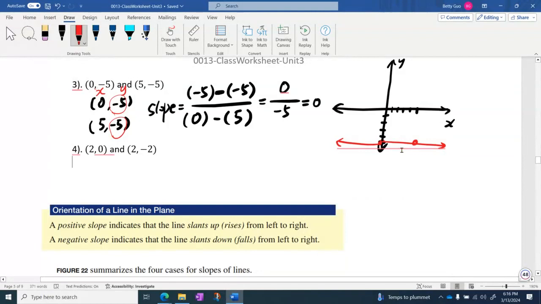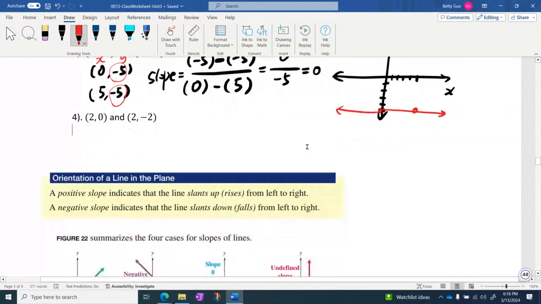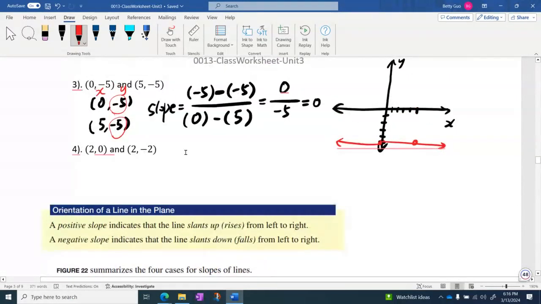So any flat horizontal straight line has a slope of 0. Vice versa, if we know a straight line has a slope of 0, now we should know that the straight line is flat. It does not go up, it does not go down. It is a horizontal straight line. So that's the third conclusion. Let's continue. We have one more to go.